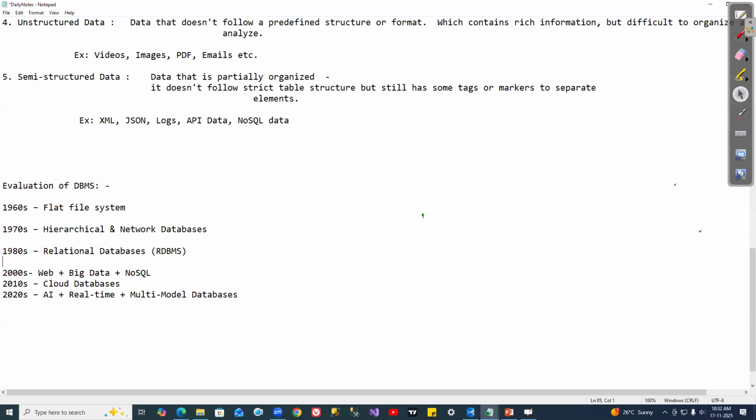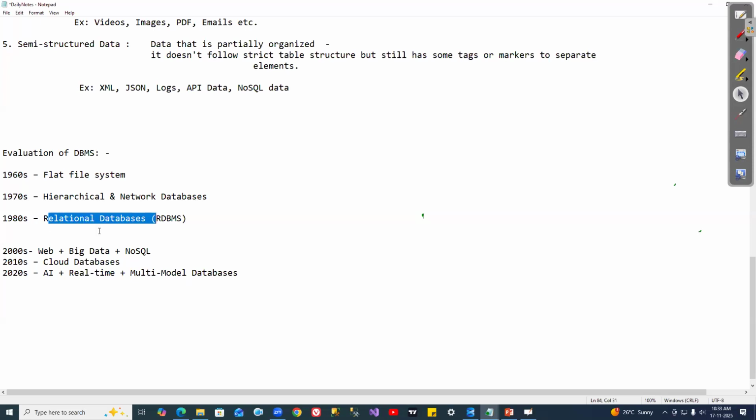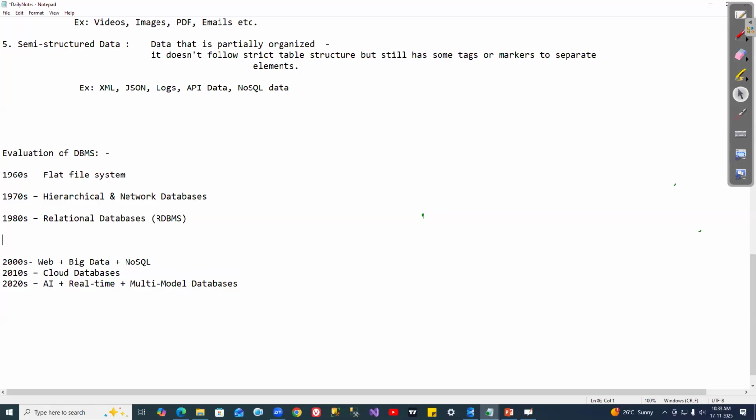Now in the 1980s, relational databases were introduced. It was a big revolution at that time. Here data is stored in tabular format, that means rows and columns. IBM scientist E. F. Codd introduced SQL, structured query language. So using SQL we communicate with relational databases, and the software designed for that is called a relational database management system.